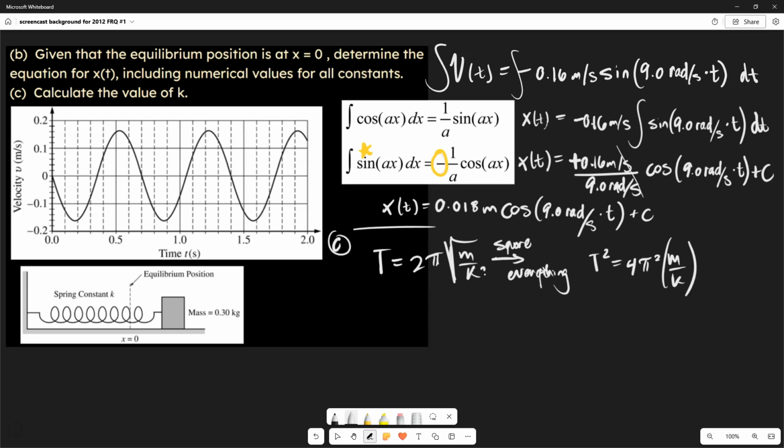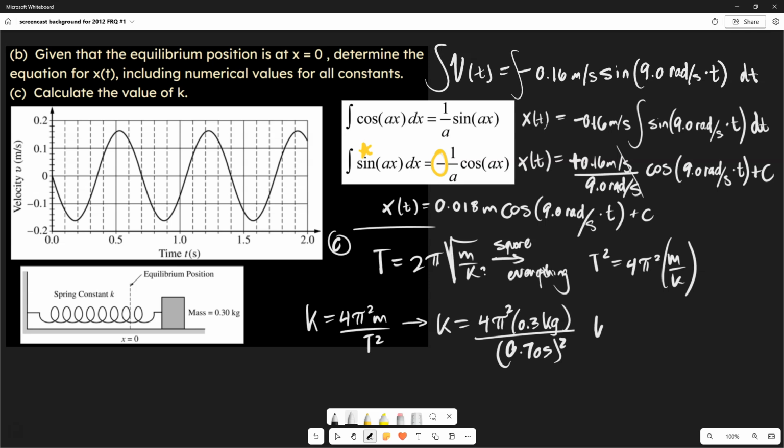Well, at this point we can just switch positions of T squared and k, so I can rewrite this as k is equal to 4 pi squared m over T squared. Okay, and so that's how you would isolate, and then we can go ahead and plug in our numbers. If you do this, then you end up with a k value of 24 newtons per meter. So that's how you go about doing this section.